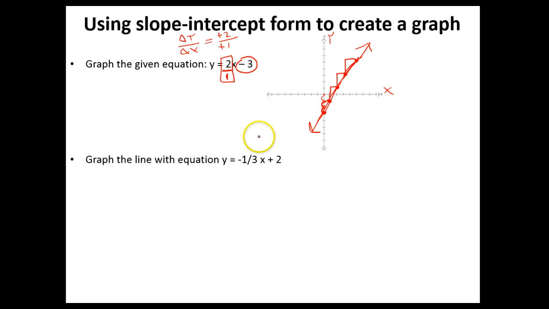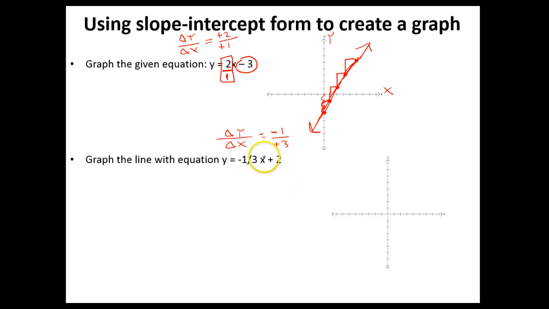Okay, so now we have a fraction, but don't freak out. Fractions are actually useful when we're graphing equations. So my change in y over change in x. My change in y is -1. That means I'm going down. My change in x is a positive 3. So -1 over positive 3. Alright. So here's my graph.